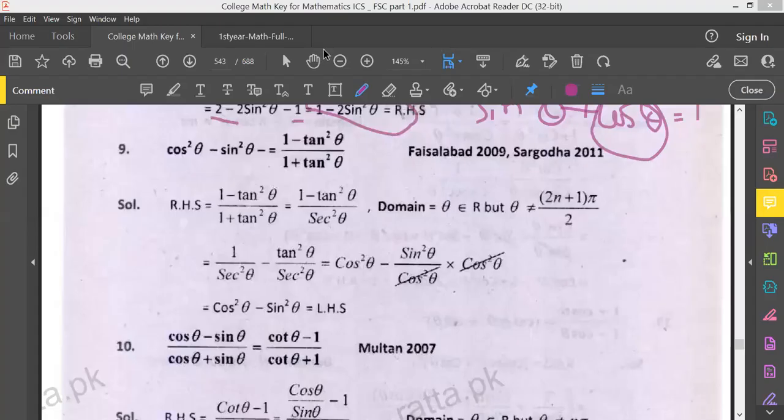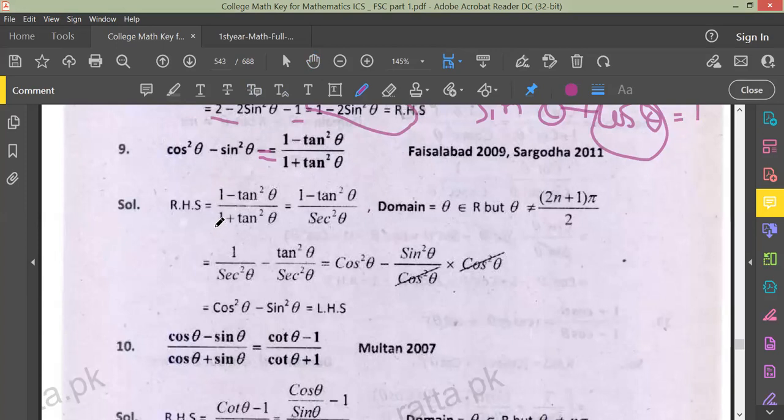Okay, after question number 8, we will discuss question number 9, which is cos square theta minus sine square theta is equal to 1 minus tan square theta over 1 plus tan square theta. If we take the right hand side of this question, this will be equal to 1 minus tan square theta over 1 plus tan square theta.